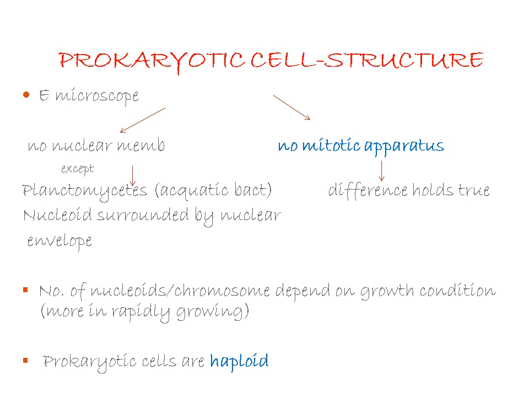Prokaryotic cell structure. When we look under a microscope, we can see that in a prokaryotic cell there is no nuclear membrane. Again, there is an exception, that is Planctomycetes. In this organism, which is an aquatic bacterium, the nucleoid is surrounded by a nuclear envelope. This is against the usual rule of prokaryotic cells. Moreover, in prokaryotic cells, we have seen no mitotic apparatus. So among these two differences, this absence of a mitotic apparatus still holds true. The number of nucleoids or chromosomes depends on the growth condition, that is, they are more in more rapidly growing organisms. However, prokaryotic cells are haploid by nature.